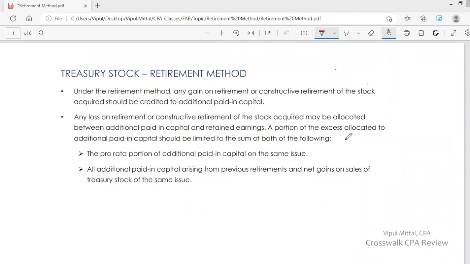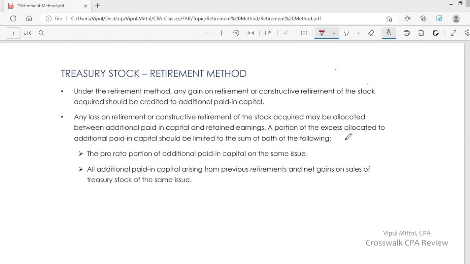Two acceptable methods to account for treasury stock under US GAAP are the retirement method and the cost method. In this video, I will discuss the retirement method. These are the only two methods that are acceptable, retirement method and cost method. Par value method is not an acceptable method under US GAAP. So you do not account for treasury stock using the par value method.